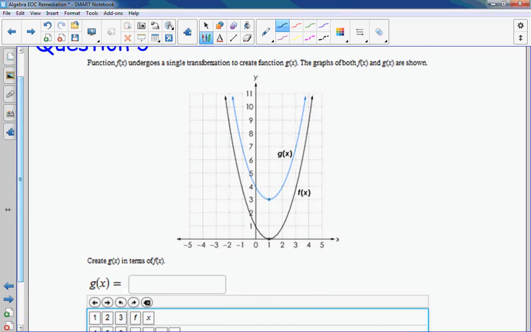So if I look at these two graphs, f of x is the bottom left one, g of x is the top blue one. What changed to go from the black one to the blue one? It went up 1, 2, 3 units. So we added 3 to every single point. So basically we just took f of x and we added 3. If we were to go right or left, we would put it inside the parentheses. If we go up or down, we're going to add or subtract.